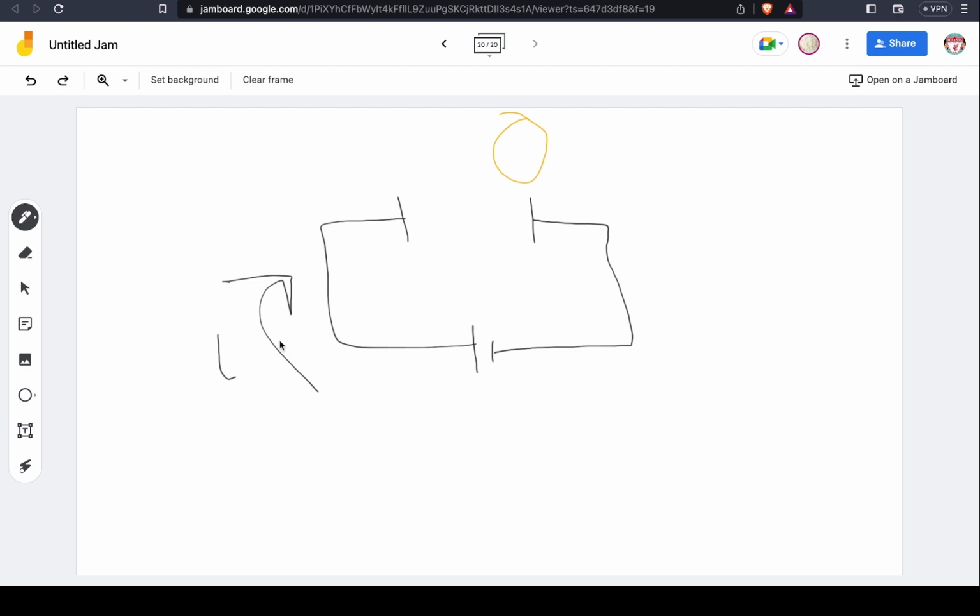Actually, no. Let's say the current is going the other way. So let's say current is going this way. And so that means charges are moving, obviously, between the capacitor, they're moving from right to left.